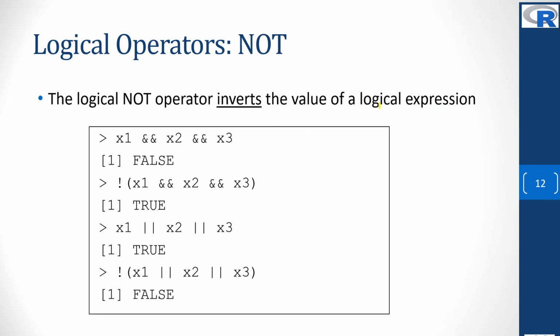The NOT operator inverts the expression. Whatever you have here, in this case we're doing the short AND operation with x1, x2, and x3. Our final result is false, so it's very simple to put the exclamation point, the bang, in front of a parenthesized version of that expression, which evaluates to false, and it just switches it to true. And same here where we have the short logical OR operation, which results in true, put our logical NOT operator in front of that, and it just inverts it to false.